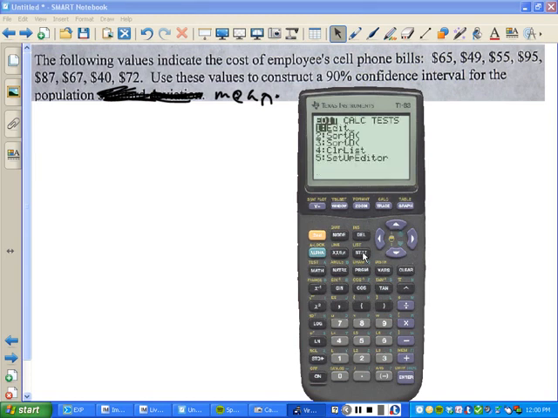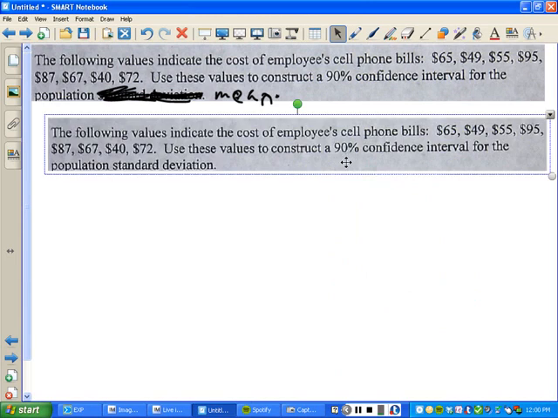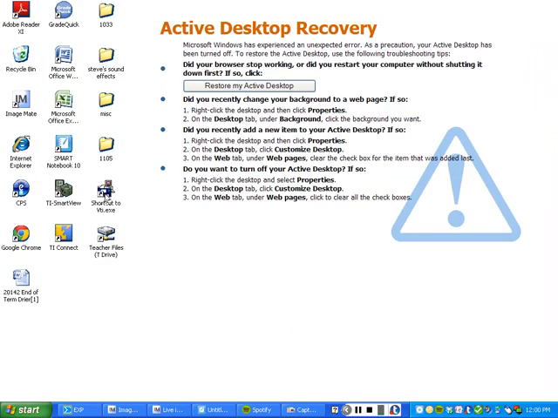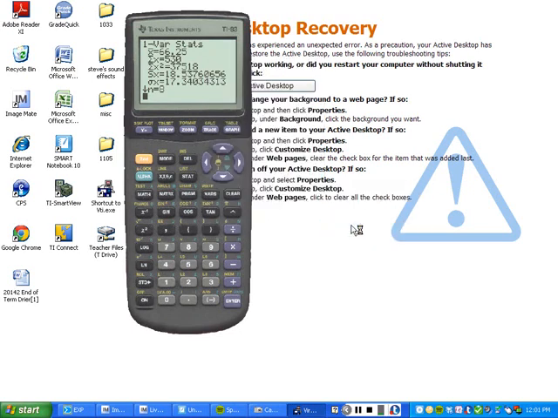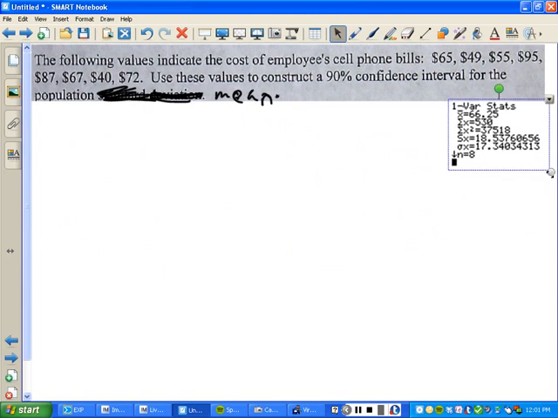How do you find the mean and standard deviation? Stat, calc, one variable statistics. So now what we have is the mean and the standard deviation, yes? Well, with this information, can I solve it?